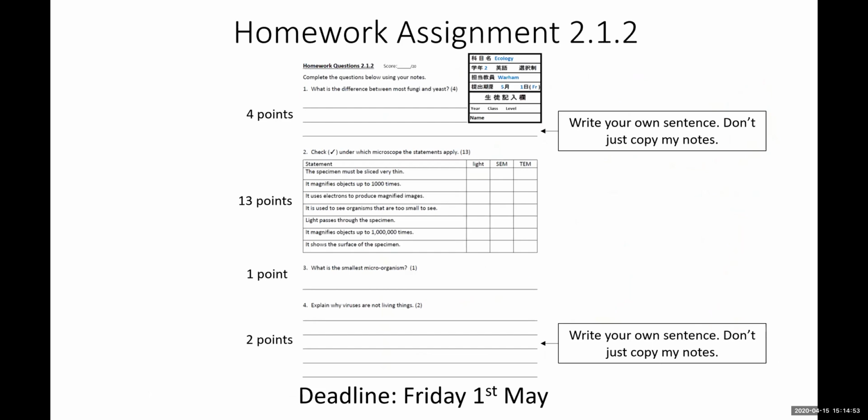Okay, the first question, for example, is worth 4 points. If you copy my notes, you'll get a maximum of 3. You won't get the 4th point. Okay, the same for the bottom. Question number 4 is worth 2 points, a maximum of 1 point. If you use your own words, you get 2 points. Okay, so that's the assignment.